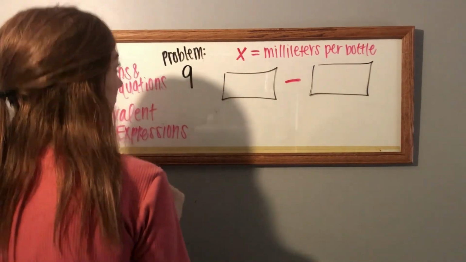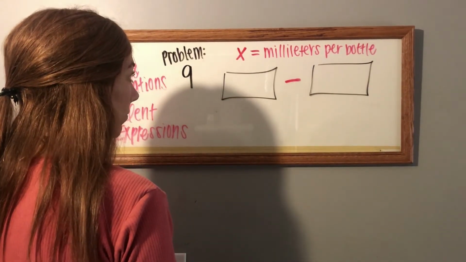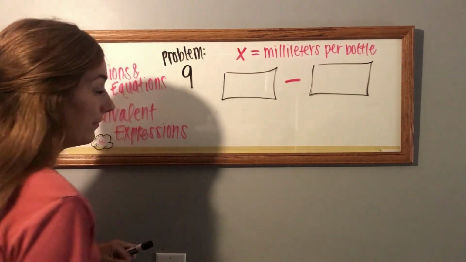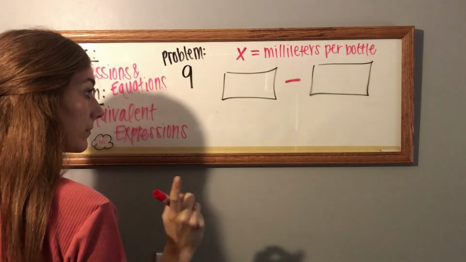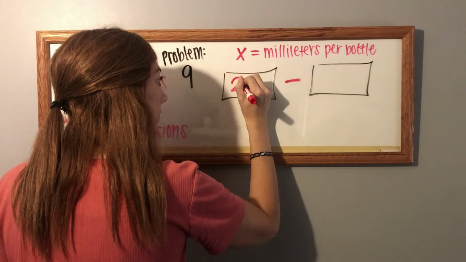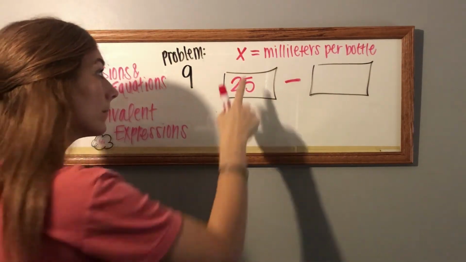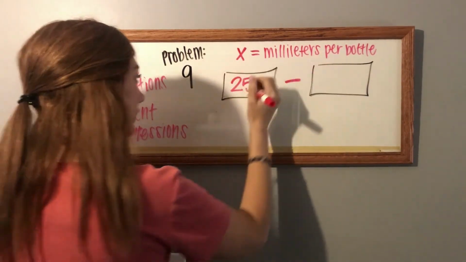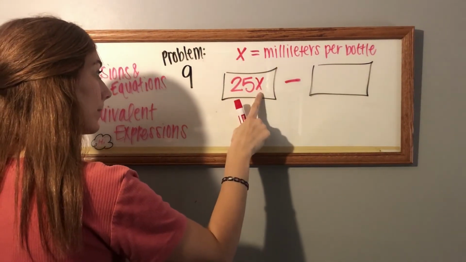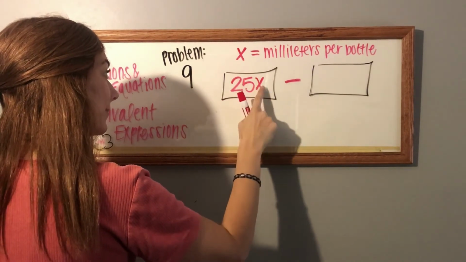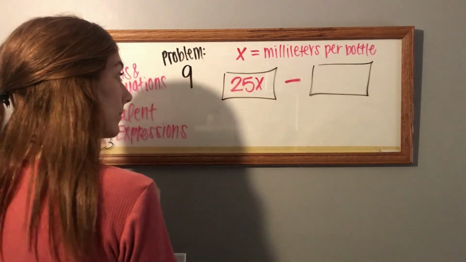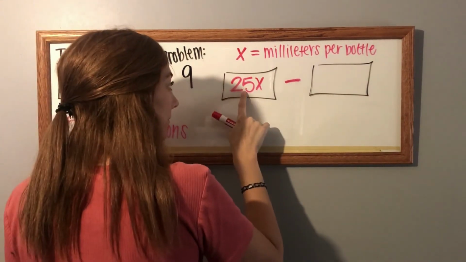So I'm going to write down my subtraction sign, and then I need to figure out term 1 and term 2. And how I'm going to figure that out is I know that they started off with 25 bottles. And I know that of those 25 bottles, they have x amount of milliliters per bottle. So I have this term of 25x. If I multiply the amount of bottles, 25, times the amount of milliliters, I will get the total amount of milliliters in 25 bottles of sports drink.